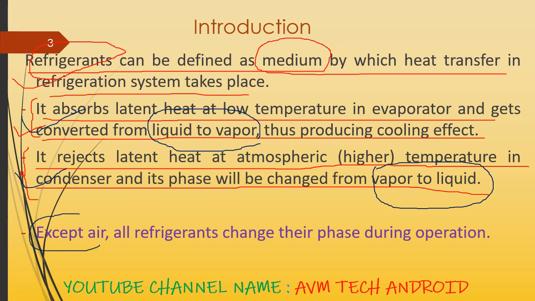Except air, all the refrigerants change their phase during the operation. So other than air, all the refrigerants go through phase change in the simple VCR cycle. Air is the only exception.